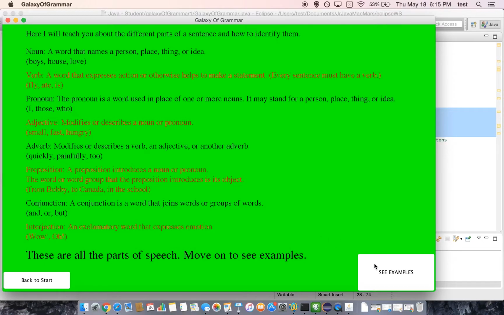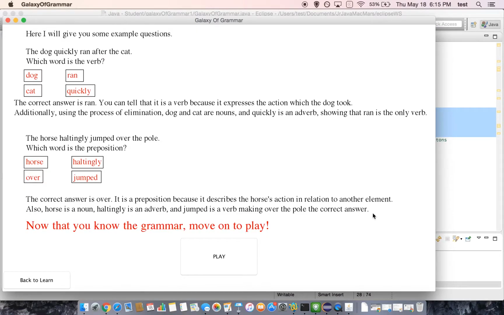Another piece of advice my mentor gave me was also to add this example panel over here, which I originally was not even going to have. But now that I've seen people play it, I see that this is very helpful as it gives them examples of what a question might look like.